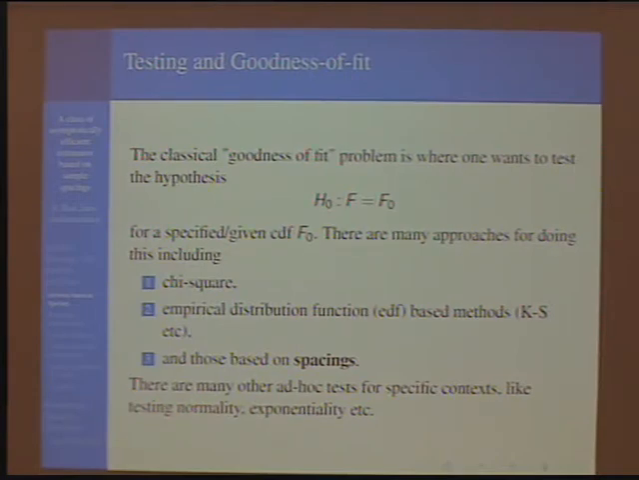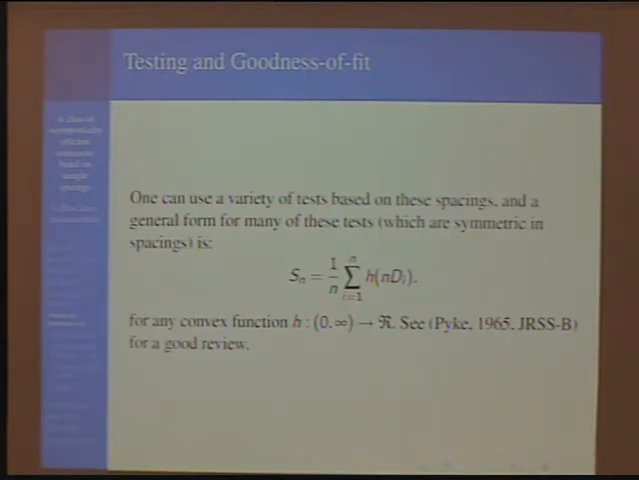When you want to test goodness of fit, about which I'll talk briefly, there are 3 broad classes of tests. The chi-square test, about which people talk, the empirical distribution function-based tests, which is all over the place, and then those tests based on spacings. That is the third class of tests that gets mostly ignored, and that's what I will tell you a little bit about. And then there are, of course, many other ad hoc tests. Like testing exponentiality, you find dozens and dozens of tests for that.